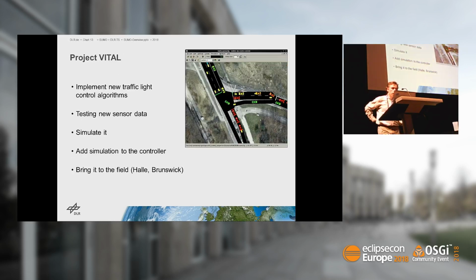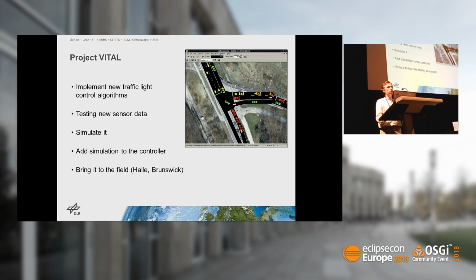Okay, we are doing this traffic light optimization also in projects where we really bring it to the street. So where we can incorporate new sensor data first in the simulation, and then simulate how the traffic light will behave, or how a new algorithm will behave, and then bring it to the streets afterwards. For instance, we did this year in Halle and in Brunswick.